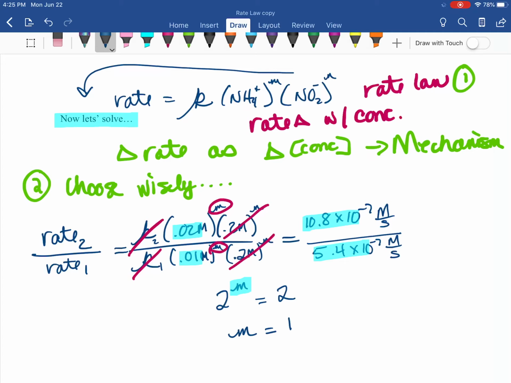So our first order of business, when we choose wisely, we are actually going to solve for our order first. We want those exponents first. That's what we're going to solve for.